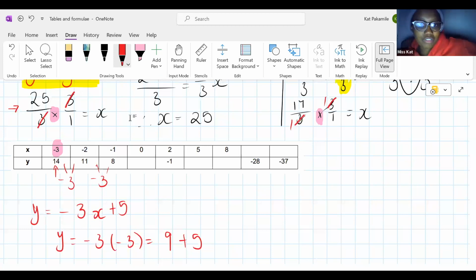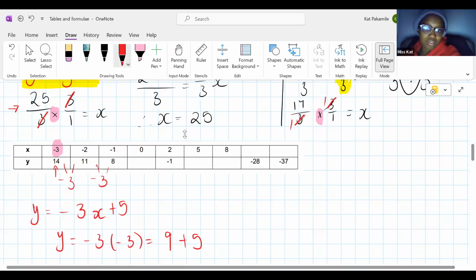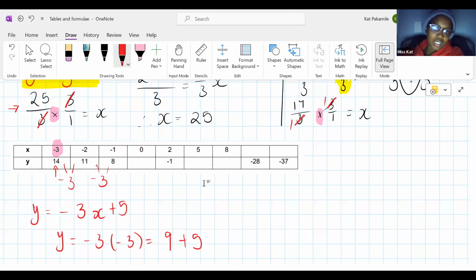Now let's test if it works. Let's test it with numbers on this side. Let's test it with 2. y equals -3 times 2 plus 5. How much is that? What's -3 times 2 plus 5?